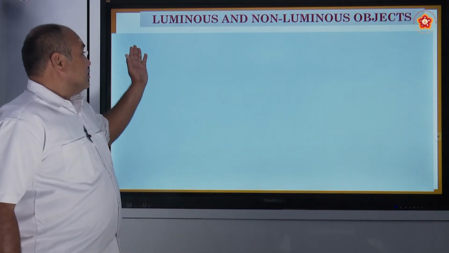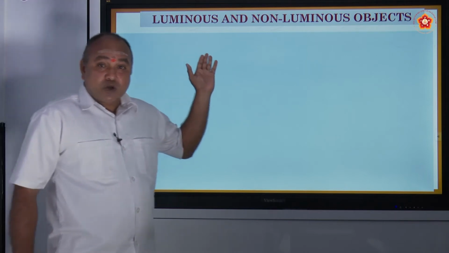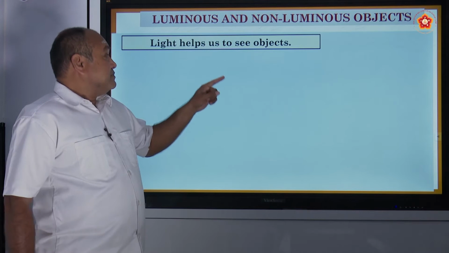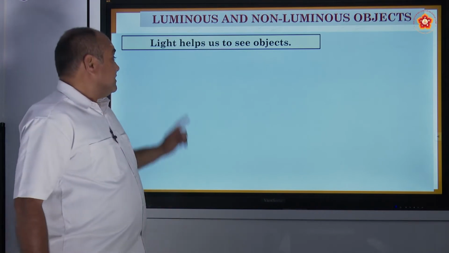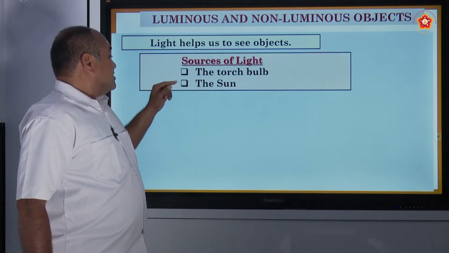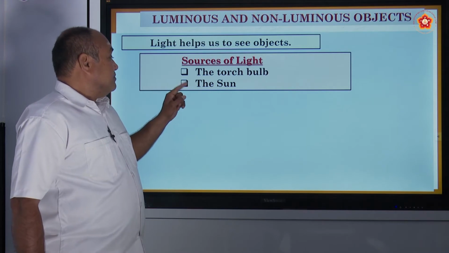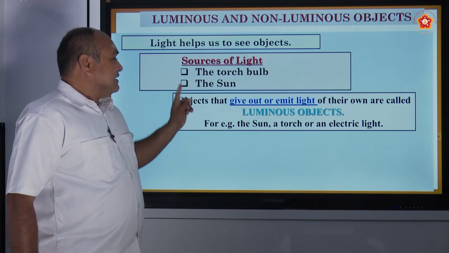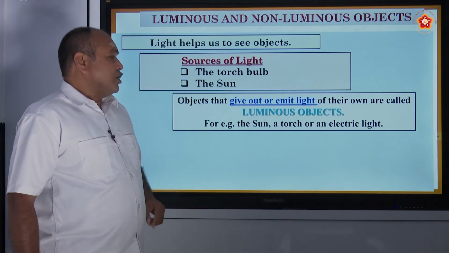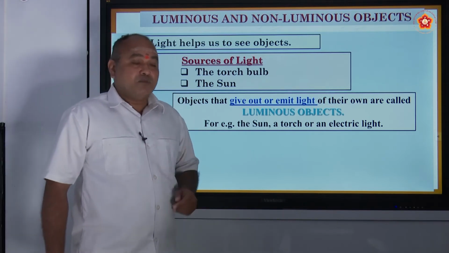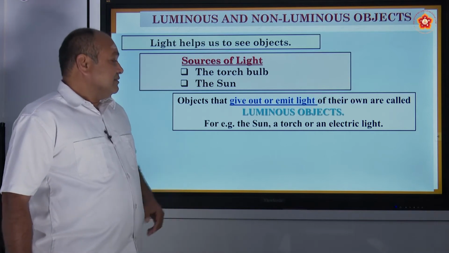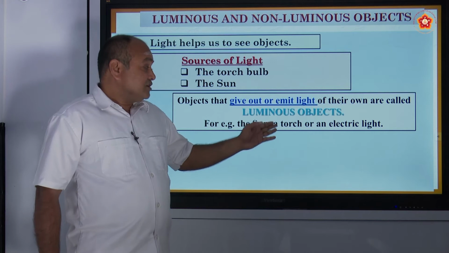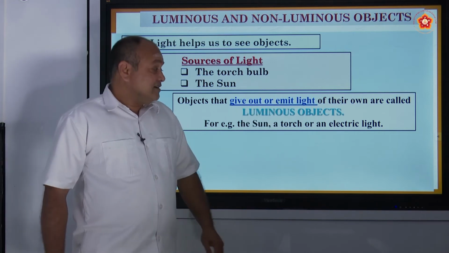So let's come across luminous and non-luminous objects. Light helps us to see objects. Sources of light, the torch bulb or the sun. Objects that give out or emit light of their own are called luminous objects. For example, the natural one is the sun, torch or electric light or candle.